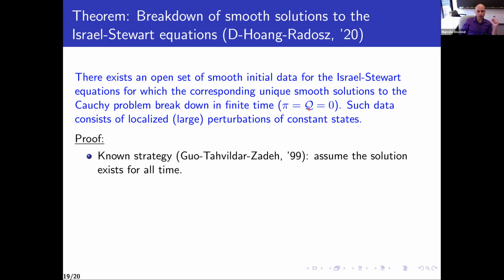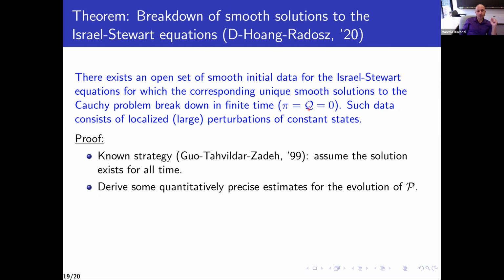So, just an idea of the proof, we follow a well-known strategy that goes back to the work of Guo, Tahvildar-Zadeh, on the relativistic Euler equations. We assume that the solution exists for all time. We derive some quantitatively precise estimates for the evolution of the viscous correction to the pressure, and then you derive a contradiction. Okay, so this is an argument by contradiction.